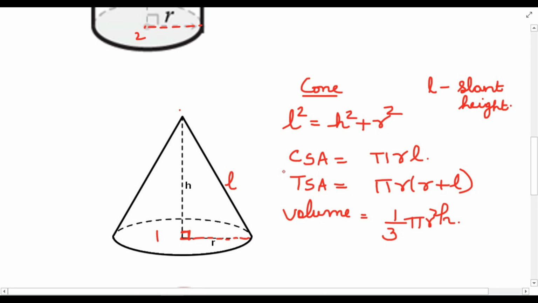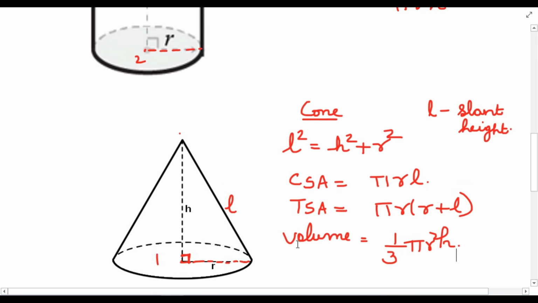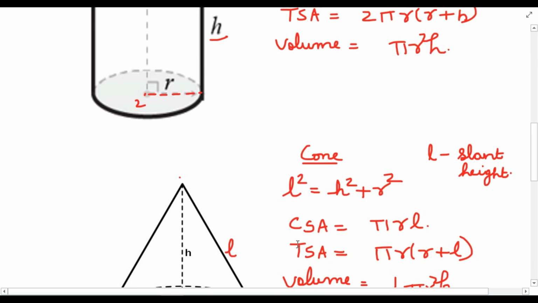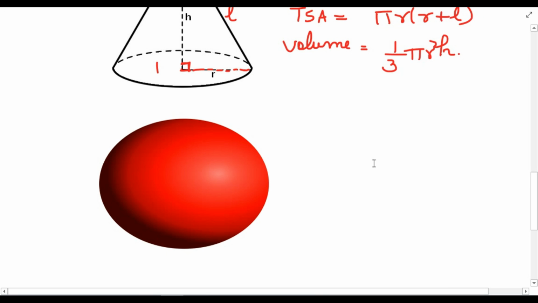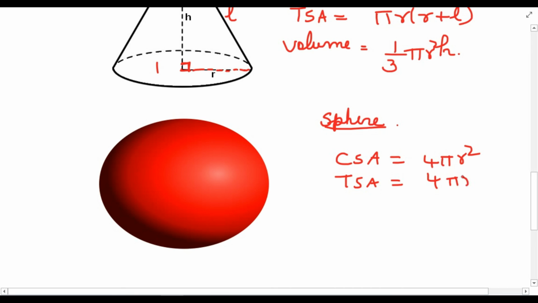So there is a connection between the volume of the cone and the cylinder: the volume of the cone is 1 by 3 times the volume of the cylinder. Now the next shape is the sphere. For a sphere, the curved surface area and total surface area remain the same, both 4 pi R square, whereas the volume of the sphere is 4 by 3 pi R cube.